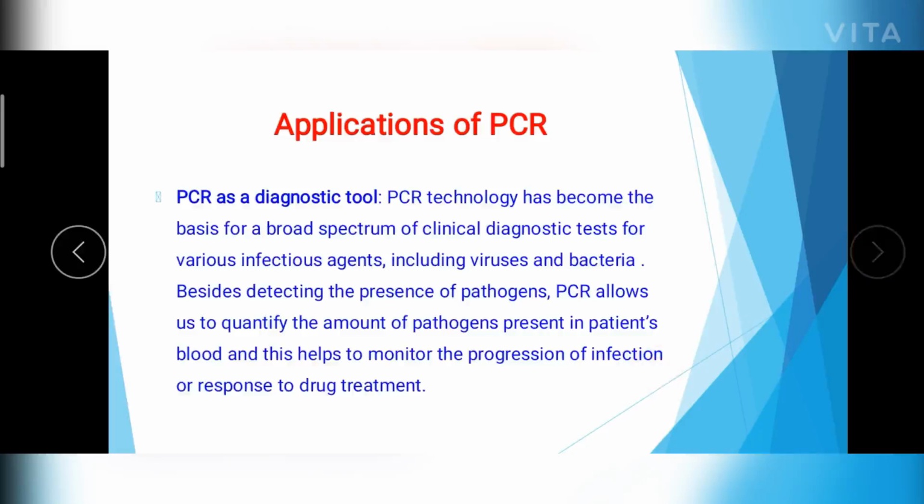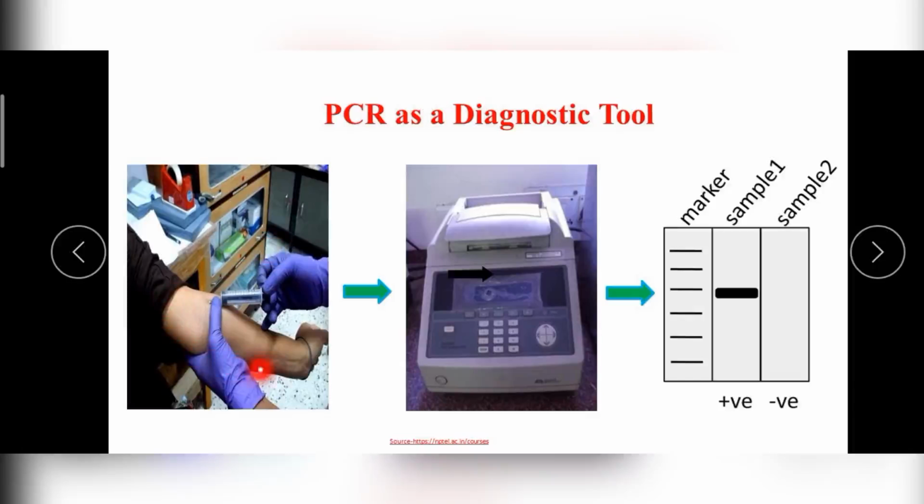If you see this picture, the sample is taken from the patient, and by using this PCR technique, you will be able to detect whether that particular infectious agent is present in the sample or not. The presence of a band indicates a positive test, whereas its absence indicates a negative test. The size of the band determines the amount of pathogen present in the sample, and the progression of the disease can also be detected based on the size of this DNA band.